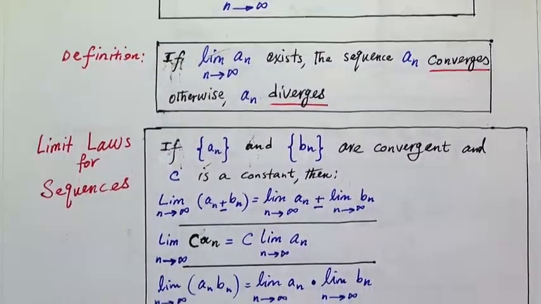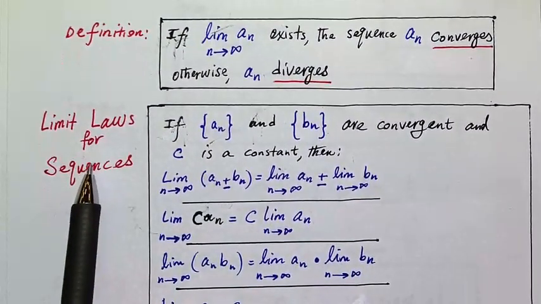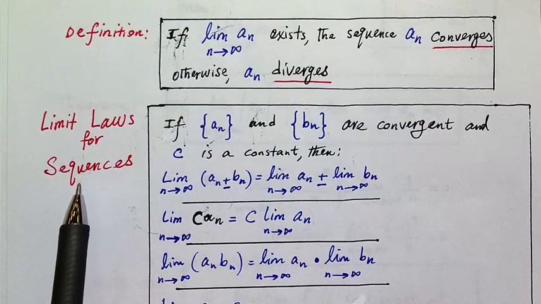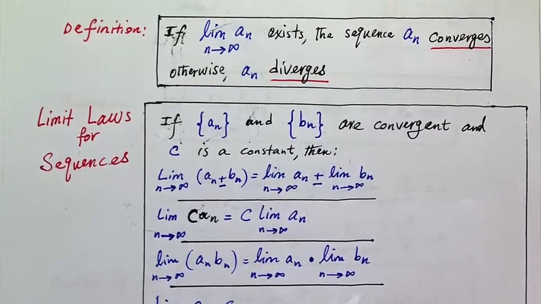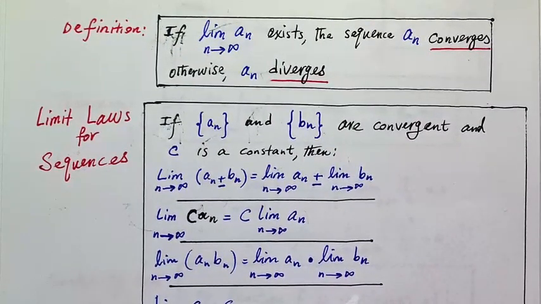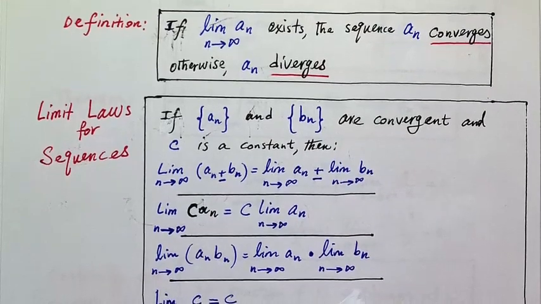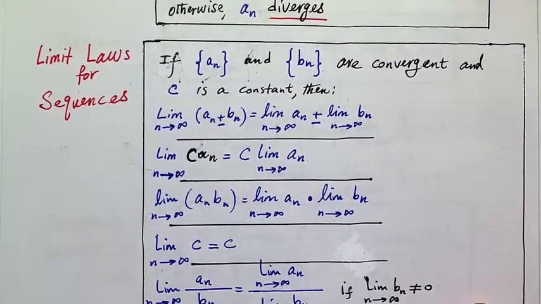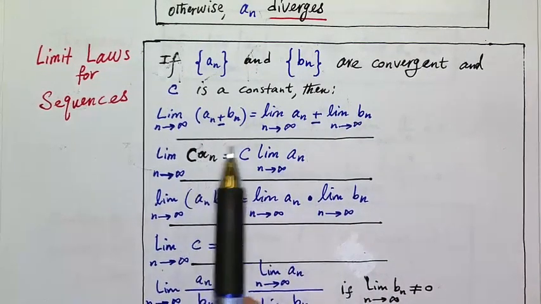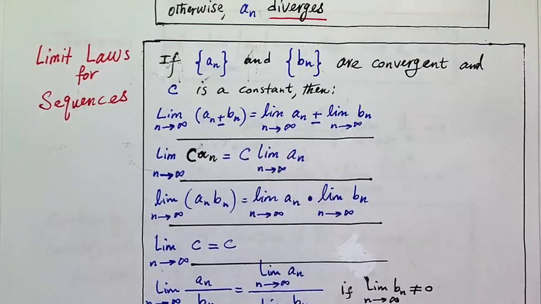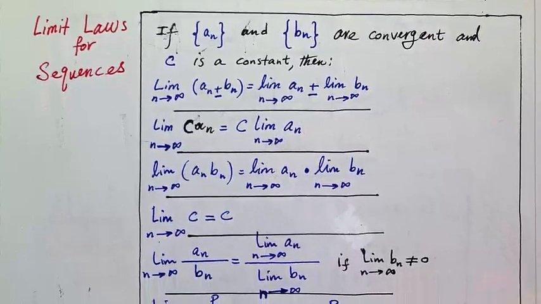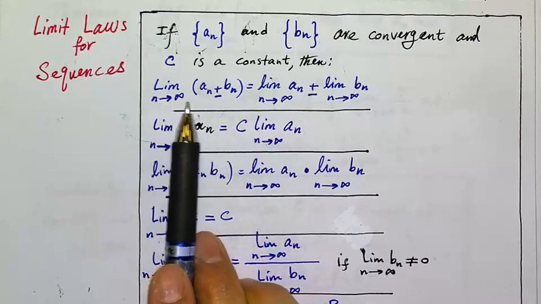Now, limit laws for sequences. We've already seen these and applied them to functions, right? But sequences are not functions. There is a relationship between sequences and functions, but the two are not the same. So here are some of the limit laws that apply to sequences. None of this you really need to memorize because they're so straightforward that it's intuitive. We can intuitively remember these. We don't really have to commit these to memory that much. They're obvious. I mean, look at this one.